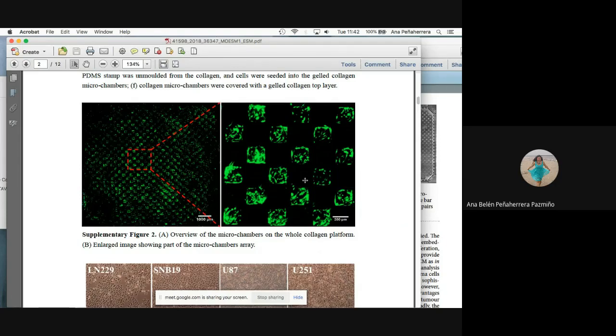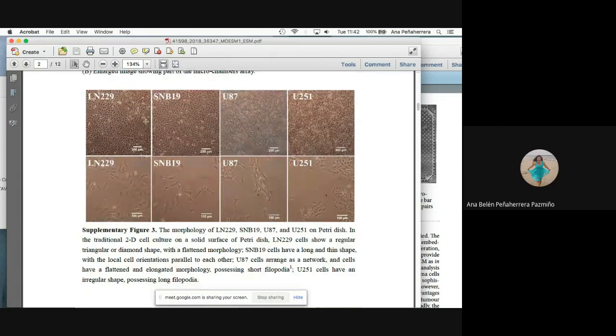Okay, so here we can see the different cell lines. They use 4 cell lines of glioblastoma, and worth mentioning, in red they use LN229. And here you can see how they look in the Petri dish.